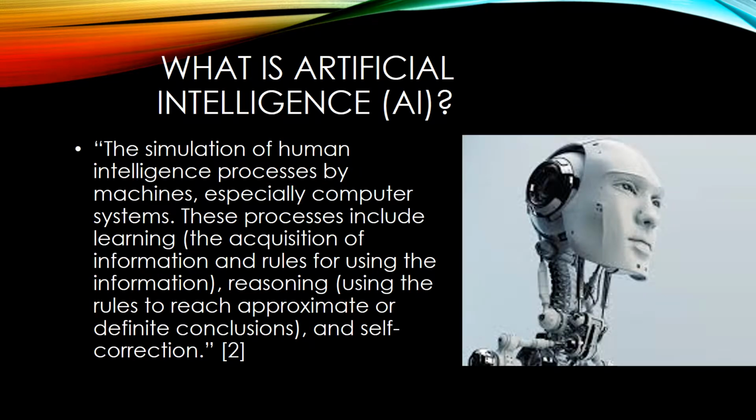So what is artificial intelligence, or AI? AI is the simulation of human intelligence processes by machines, especially computer systems. These processes include learning, the acquisition of information and rules for using the information, reasoning, using the rules to reach approximate or definite conclusions, and self-correction, as defined by TechTarget. AI essentially is able to use the massive amounts of data that we're able to collect, and much like a human is able to process that data and give some output or give some action based on that by modeling the data and making a prediction.